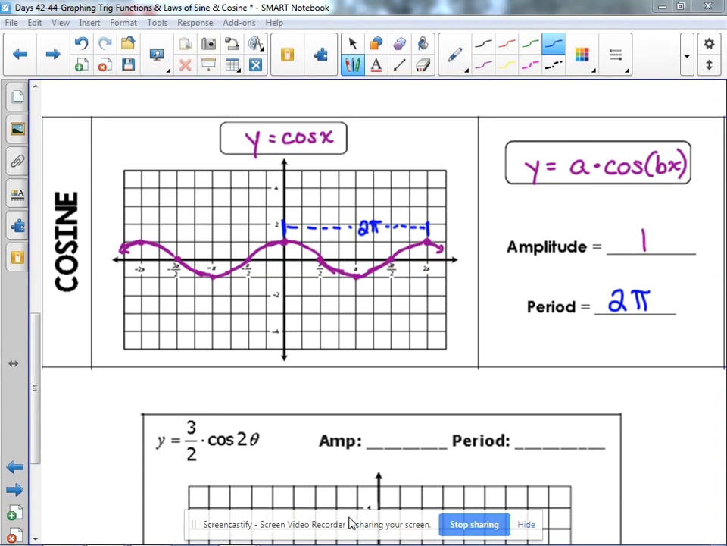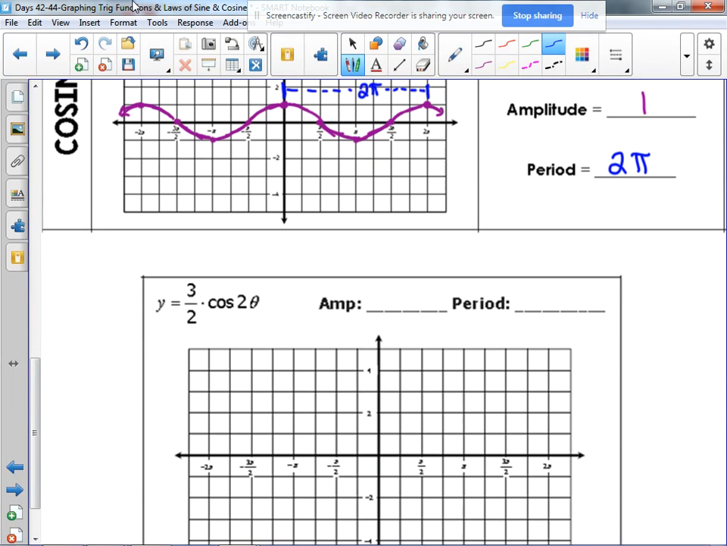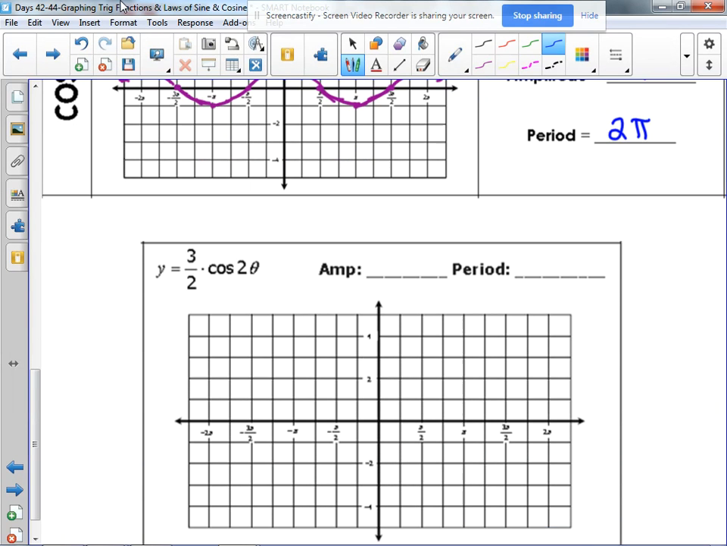Okay, let's look at a transformation here. Let's tweak the amplitude and the period again. So we've got 3/2 cosine of 2 theta. So the amplitude here is 3/2. That's still greater than 1. It's a fraction, but it is still bigger than 1, so we are going to get taller.